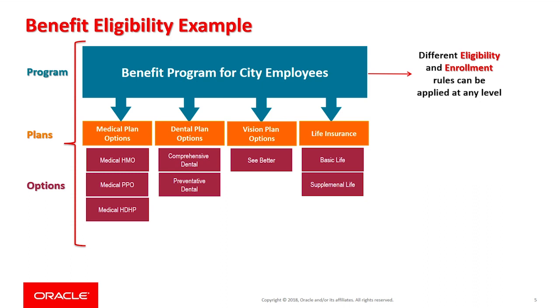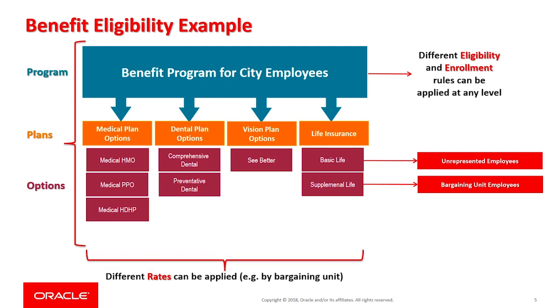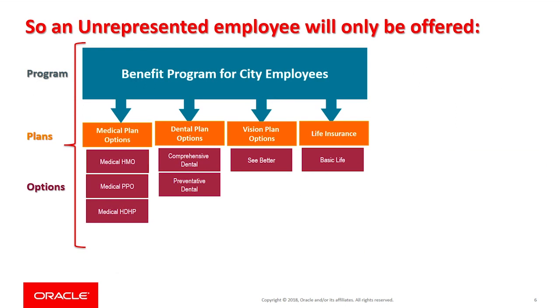So for example, when it comes to unrepresented employees, they may get the basic life insurance. For bargaining unit employees, they may get a supplemental life. So you have two different types of options available to two different populations. So different eligibility, different enrollment based on your eligibility profiles. And also different rates can be applied across all of these different plans and options. So for example, if I am an unrepresented employee, I will only see these specific options. I won't have any of the other options that are available to other employees within the agency.